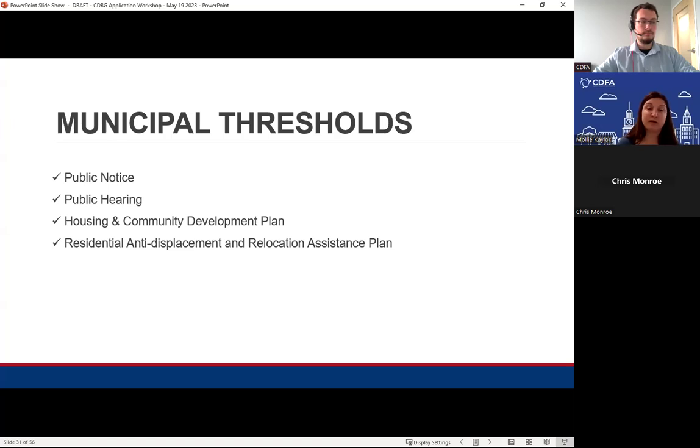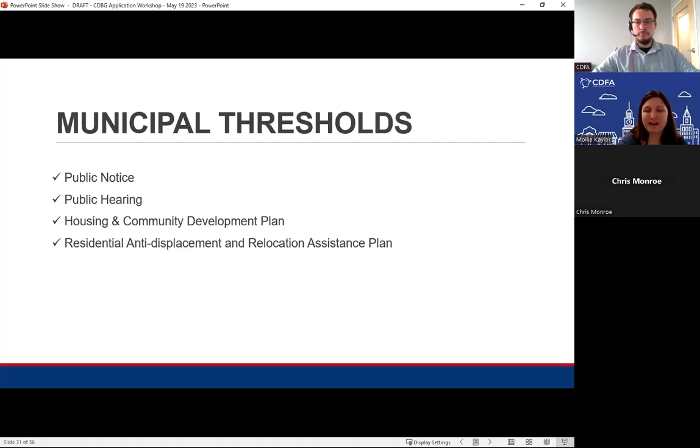That document, which we have templates for if your community doesn't already have one, needs to be adopted by the municipality prior to submitting the application. And then lastly, there is something called a residential anti-displacement and relocation assistance plan, which is a mouthful. Sometimes we refer to that as a RAH for short. But that plan must be adopted before obligating or expending CDBG funds as well.